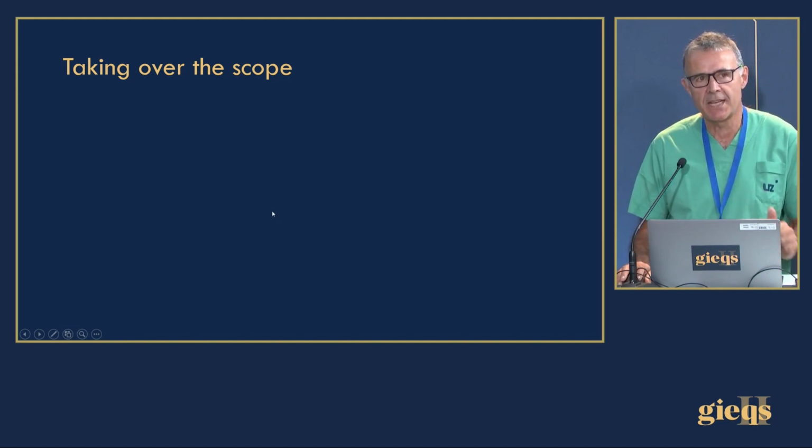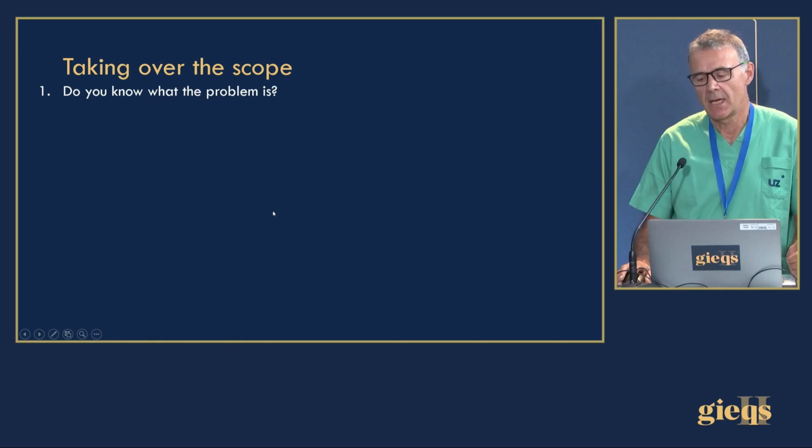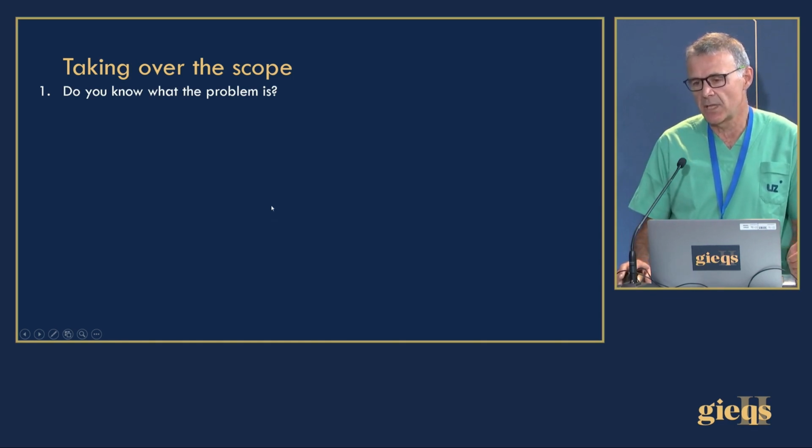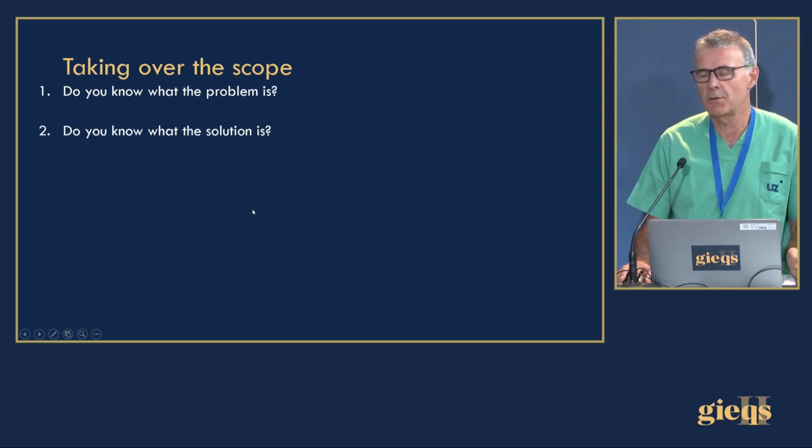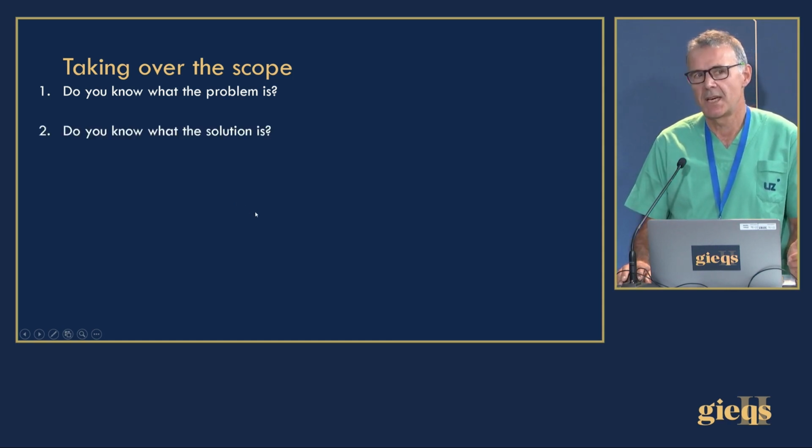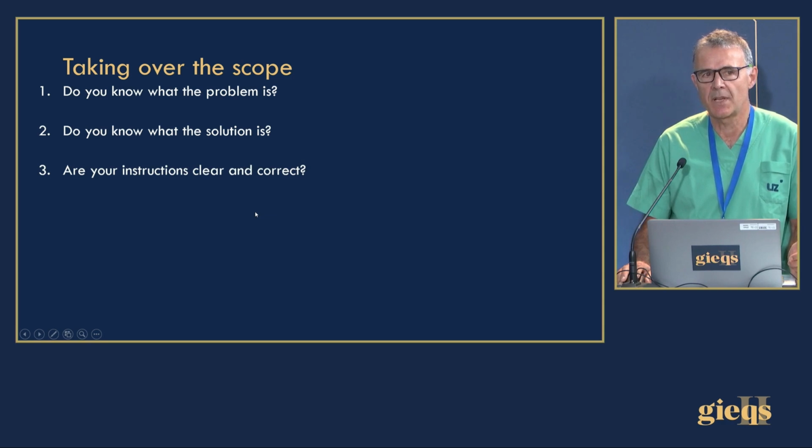So we go through a taking over the scope algorithm, and the trainer should ask his or herself, the first question is, do I know what the problem is, all right? So the second thing is, do I know what the solution is? And then the third thing is, can I explain the solution?